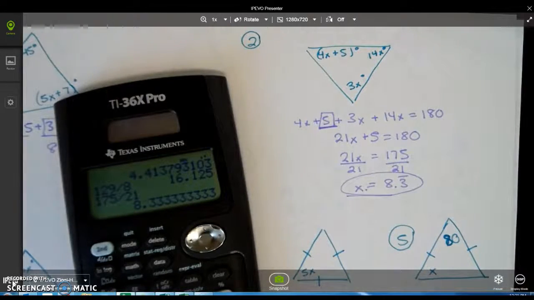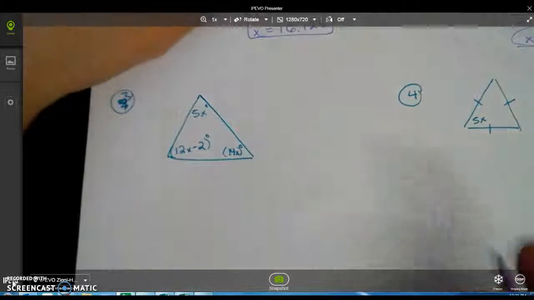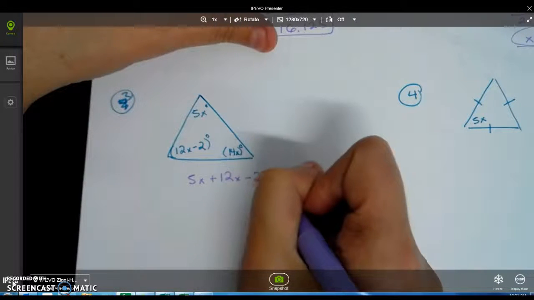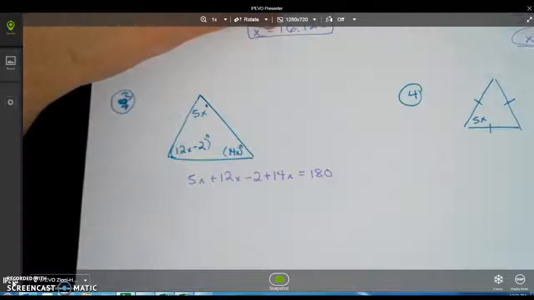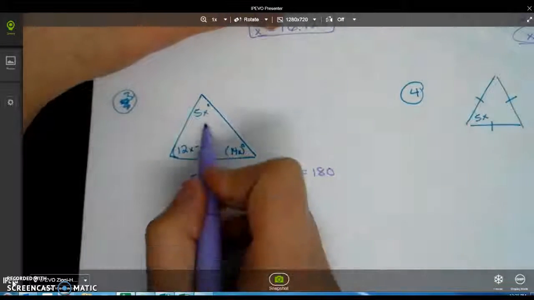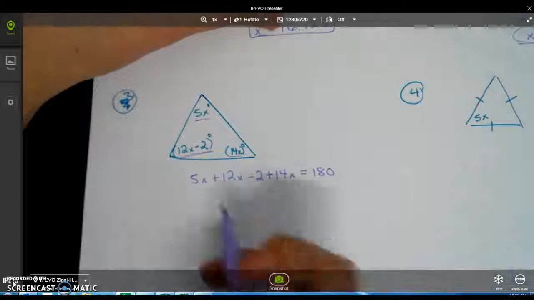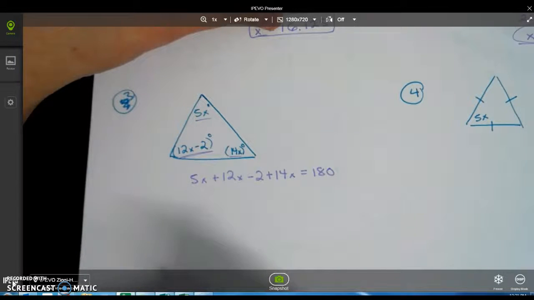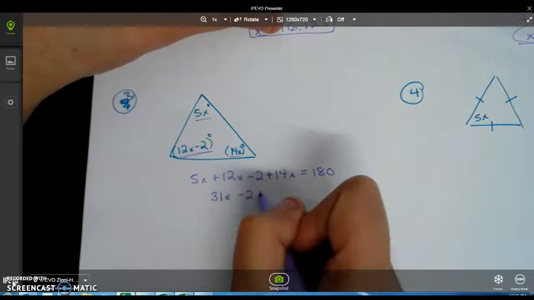So anytime I have this, I have the exact same thing. I've got one more of these problems for you. We should be getting decent at these. 5x plus 12x minus 2 plus 14x equals 180. Right, 5x here. I've got this term and the last term. Combine like terms. 12 plus 14 is 26 plus 5 is 31. Minus 2.